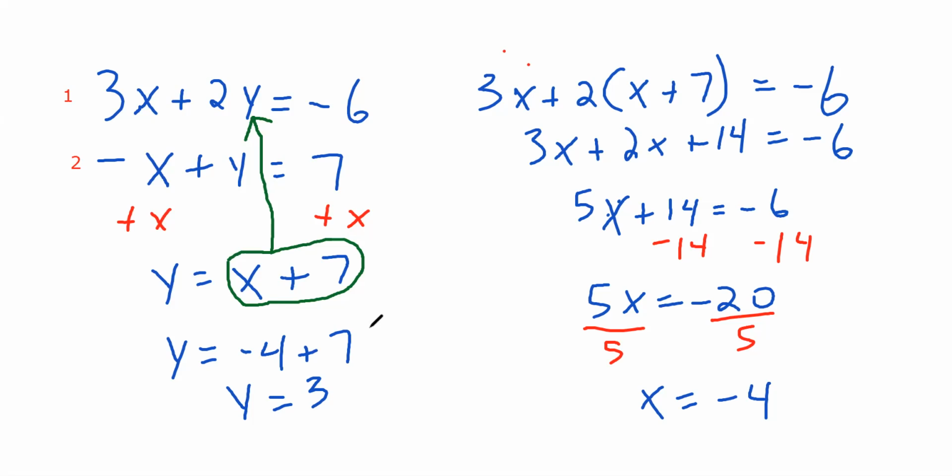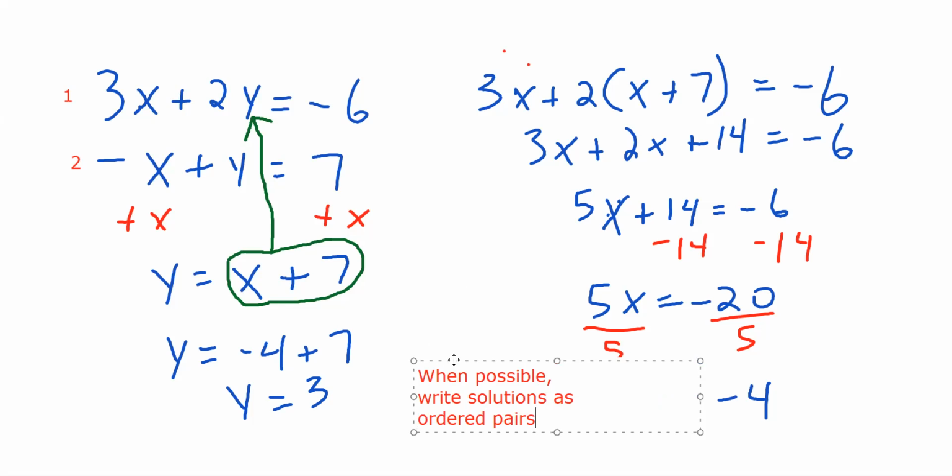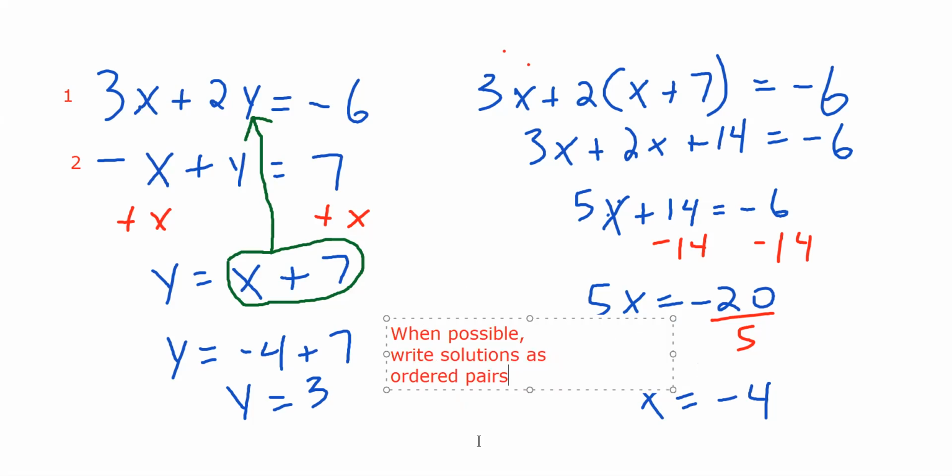Now, we have a numerical value for both x and y. We've solved the system. We have found numerical values for each of them. But there's a simpler, more succinct way of writing this. You want to, if you can, when possible, write solutions as ordered pairs. So you can write it as the ordered pair. X is -4, so -4, comma, y is 3.